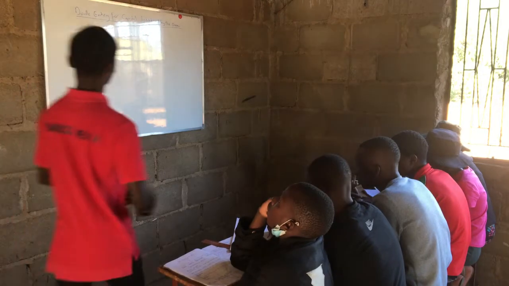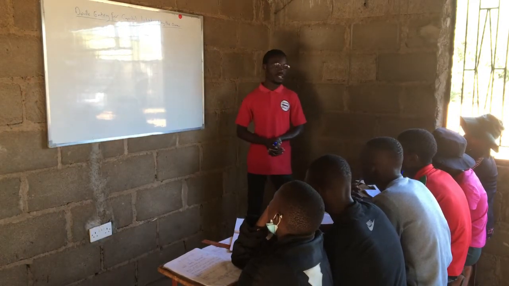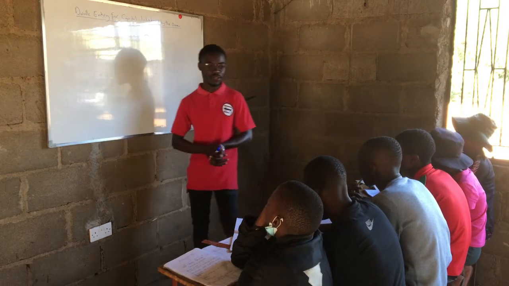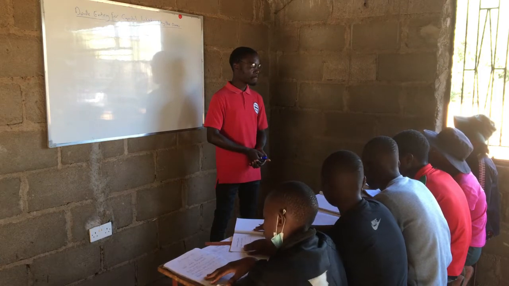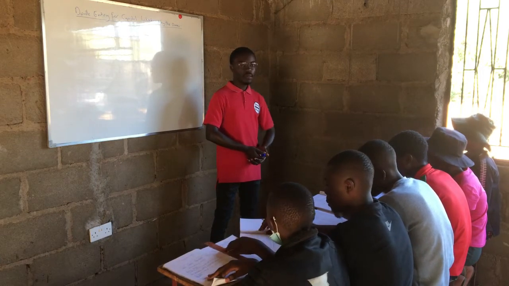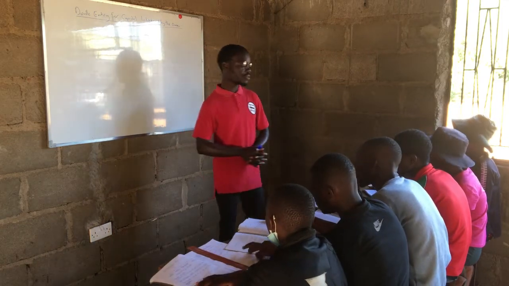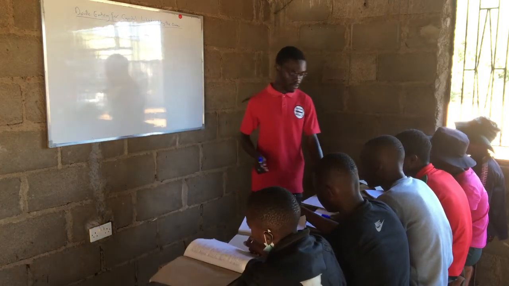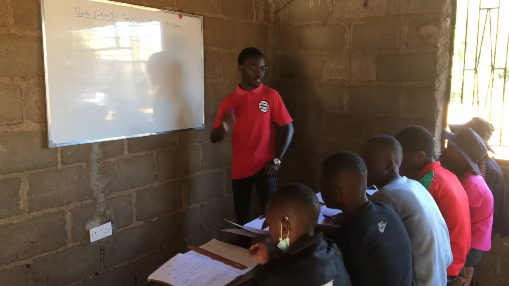So let's look at the double entry for capital introduced by the owner. What is capital first and foremost? Capital is money invested in the business by the proprietor himself, the owner of the business. So we want to look at how we do the double entry for capital introduced by the owner.